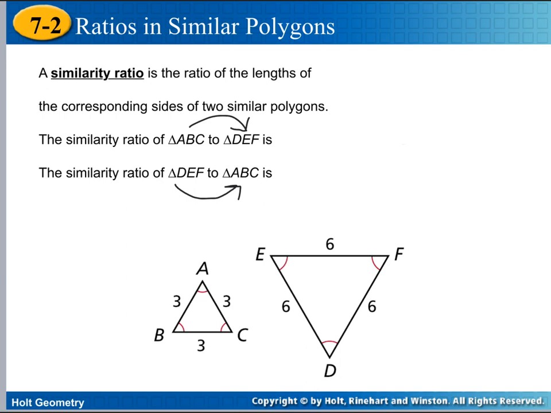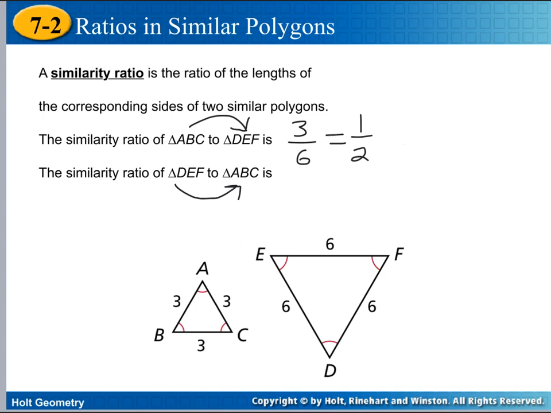And so this fraction, if we look at it, I can see that AB corresponds to DE. So AB has a length of 3, and DE has a length of 6. So I have 3 over 6. And so the similarity ratio from ABC to DEF is going to be 1/2.